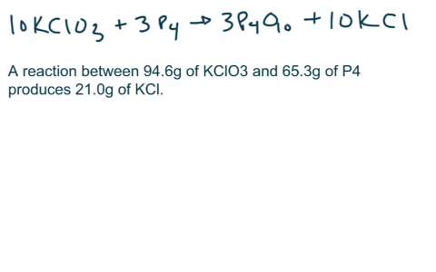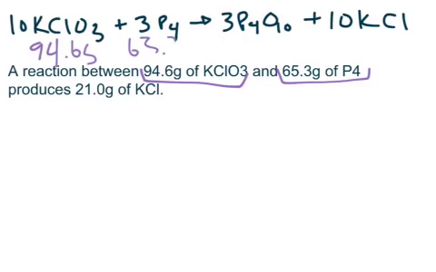And this was the balanced equation. So we have potassium chlorate and what's called red phosphorus making P4O10 and potassium chloride. If you're analyzing a question, this one gives you two values for the initial substances. So we have 94.6 grams of this and we have 65.3 grams of the P4. And then it tells us what we produce. So it says we make 21.0 grams of this.